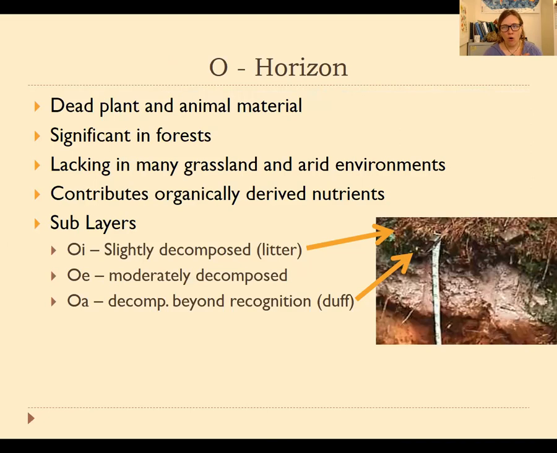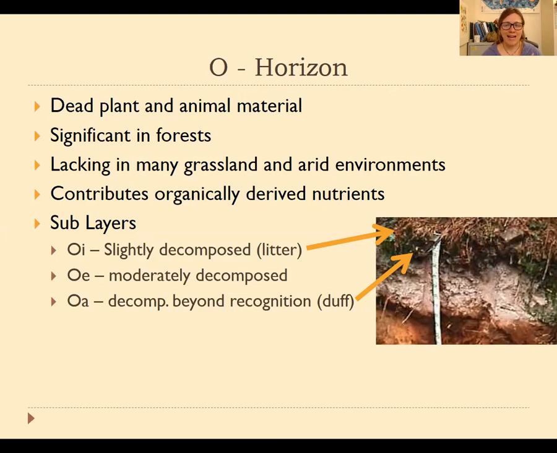Okay, so the O horizon again is just organic matter, dead plant and animal and fungal and bacterial, etc. material that builds up on the surface. It's not, again, considered part of the true mineral soil because it's really not soil. It's kind of like a compost pile on the top of the soil. In particular, this layer is most significant in forest ecosystems where there's a lot of deciduous tree leaf and pine needle matter and things like that that fall down on the soil surface each year.